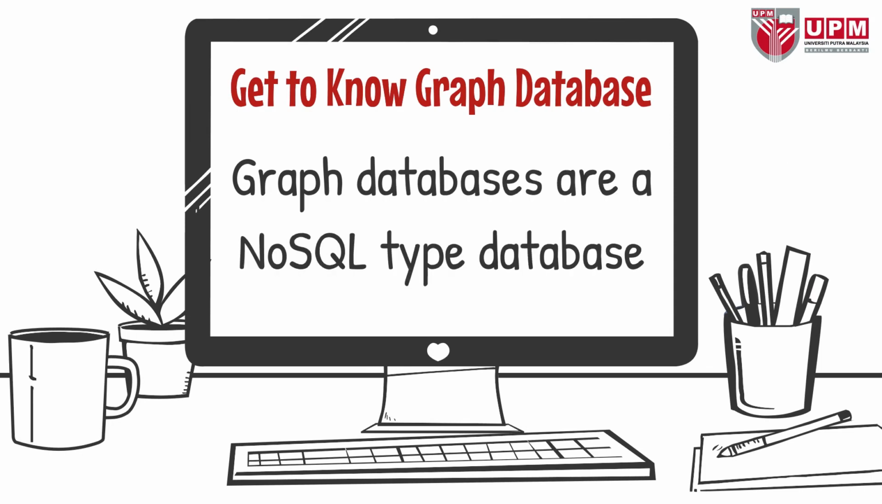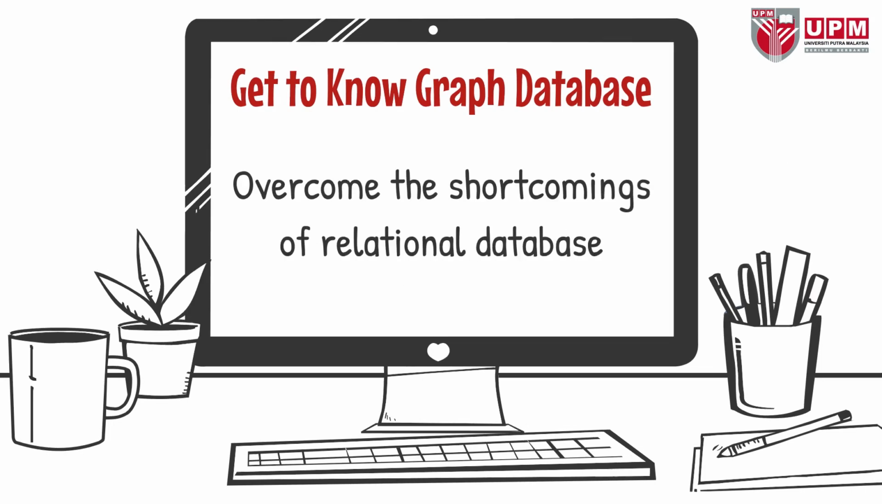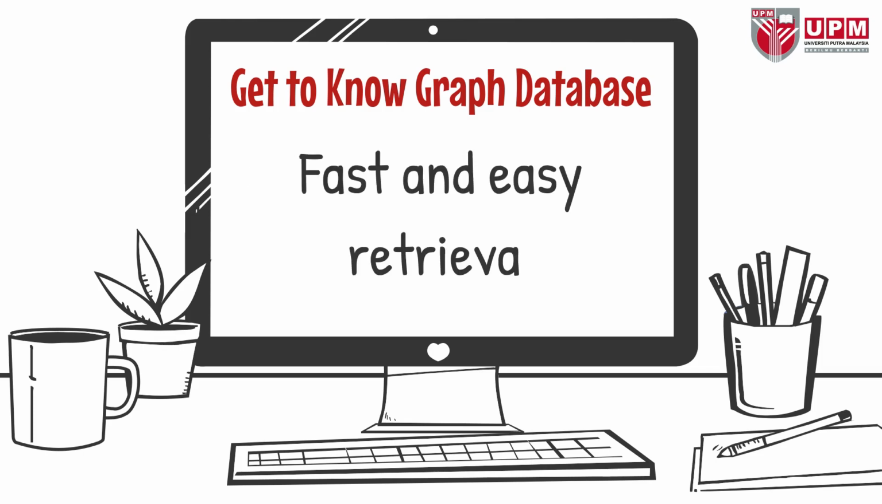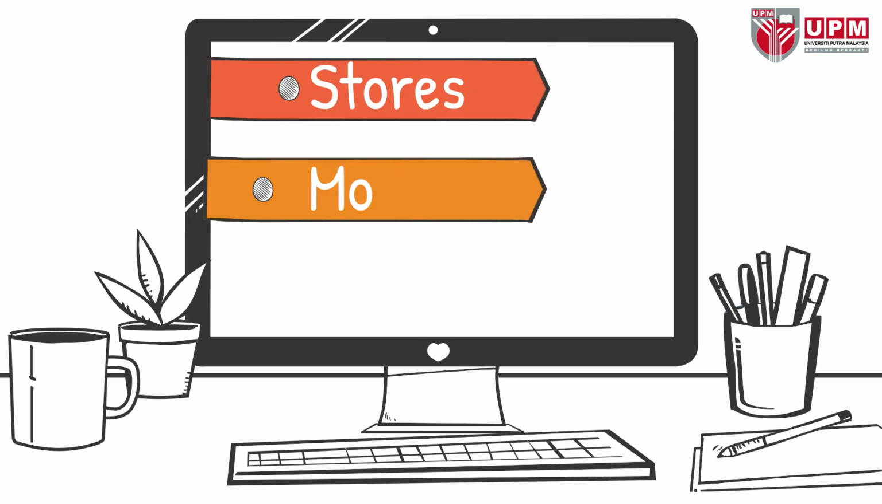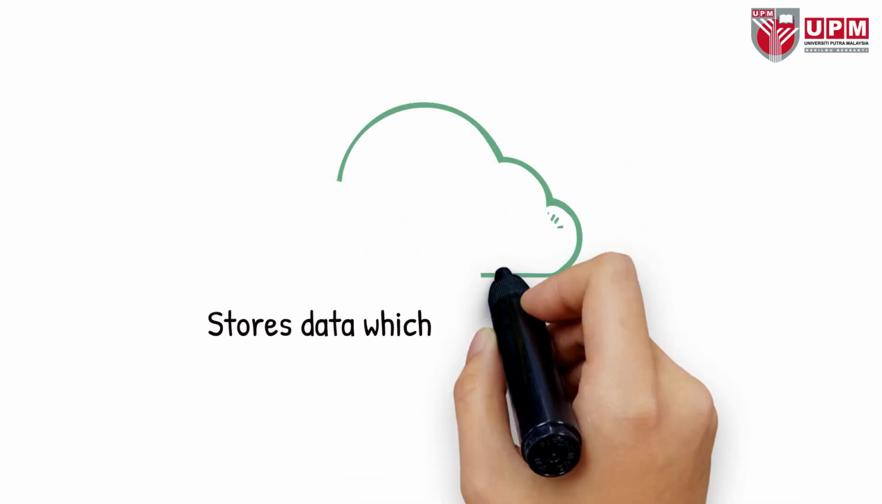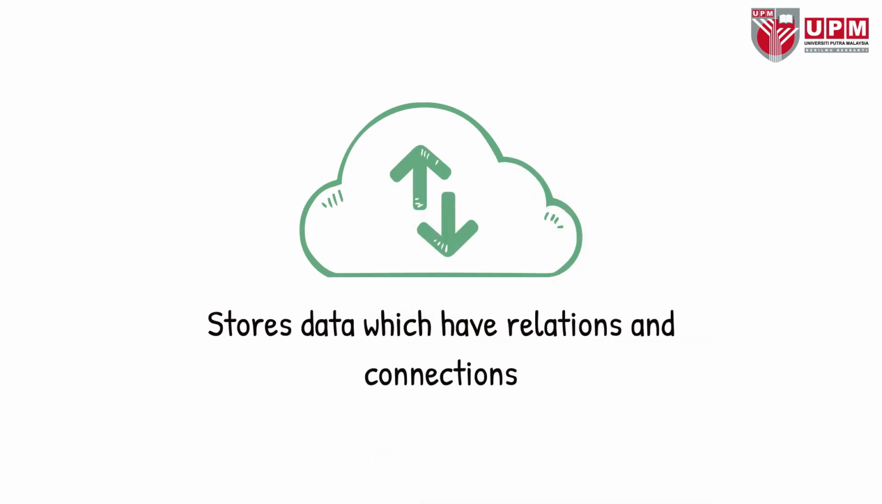Graph databases are NoSQL type databases. They are used to overcome the shortcomings of relational databases. A graph database is a database that uses graph structures to represent semantic queries. Graph databases enable fast and easy retrieval of data by layout. It stores, modifies and queries a network graph efficiently. It stores data that prioritizes relationships and connections.